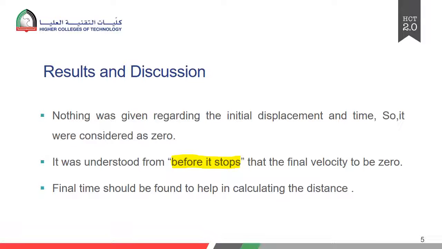Result and discussion. Nothing was given regarding the initial displacement and time, so they were considered as 0. It was understood from "before it stopped" that the final velocity is 0. The final time should be found to help in calculating the distance.